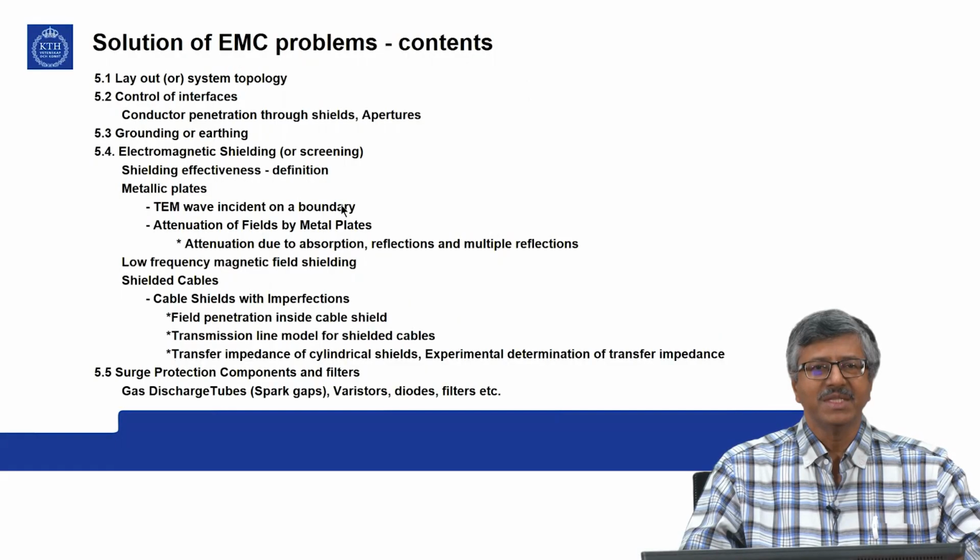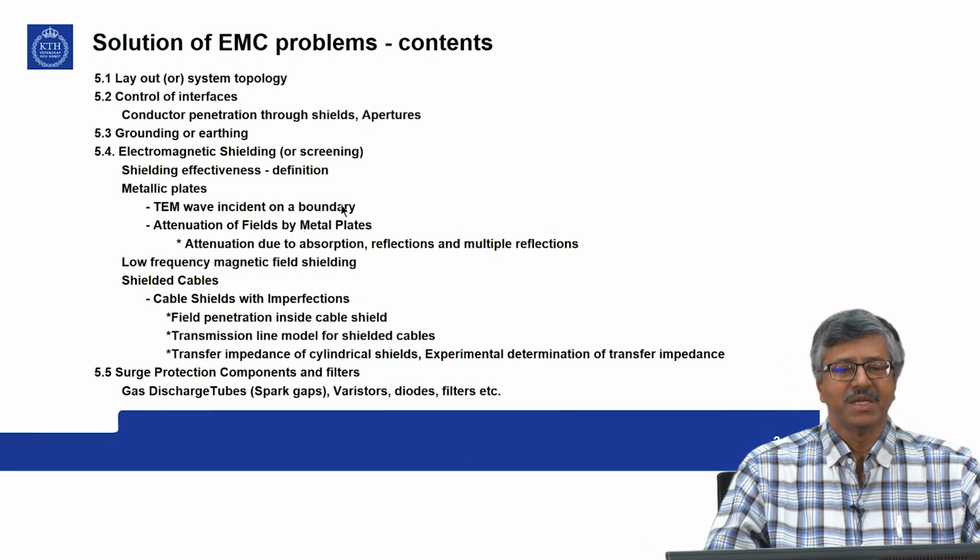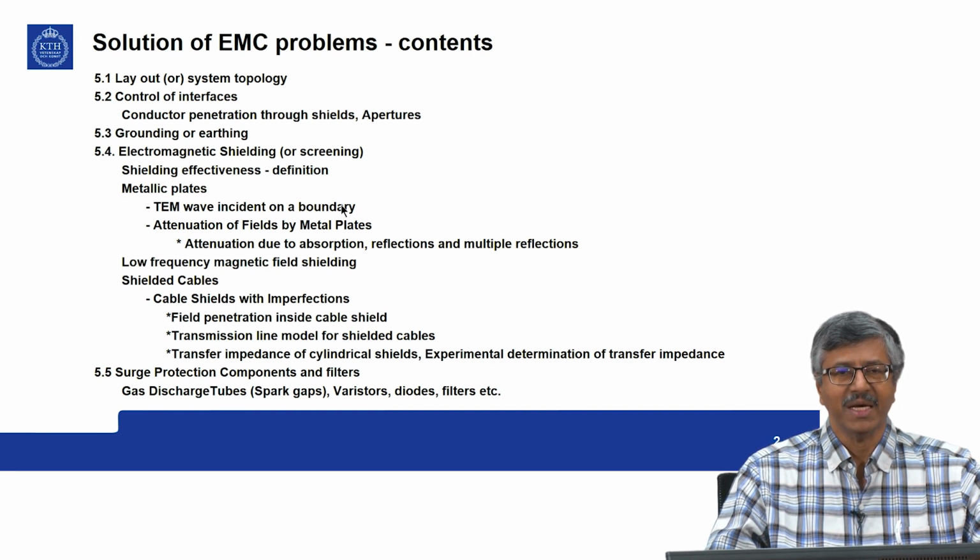In this chapter, we will look into the solutions to EMC problems. This is the content of the chapter. First, we look into layout or system topology. Then after that, control of interfaces, especially concentrating on what we will do when a shielded enclosure has to be penetrated by different types of conductors, and how we will deal with apertures or openings in the shield.